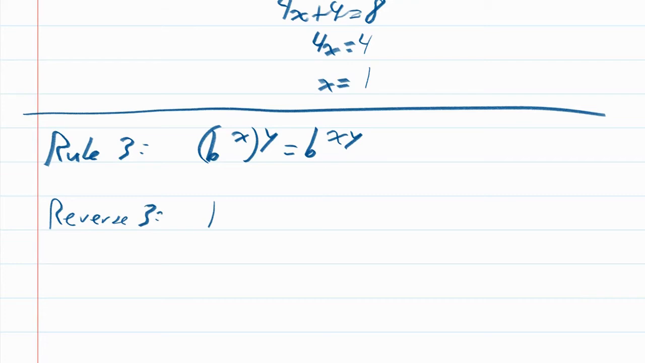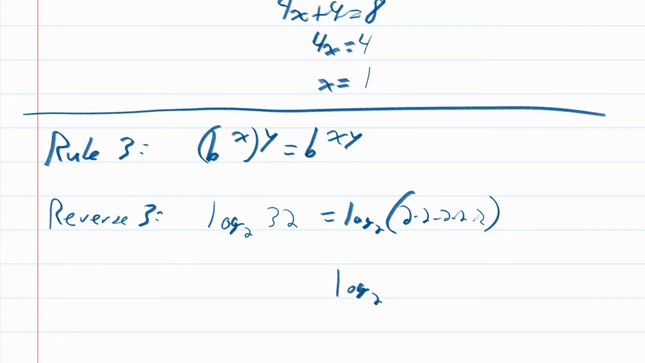This reverse acts like this, and I want to show an example before I get to the rule here. I know that the log base 2 of 32 is the same as the log base 2 of 2 times 2 times 2 times 2 times 2, 5 2's. This is counting 5 of them. This is the same as the log base 2 of 2 to the 5th power.